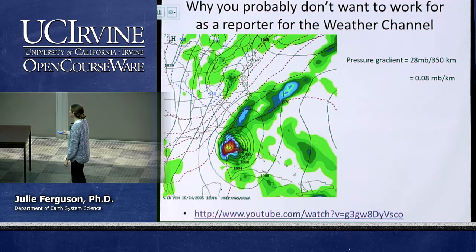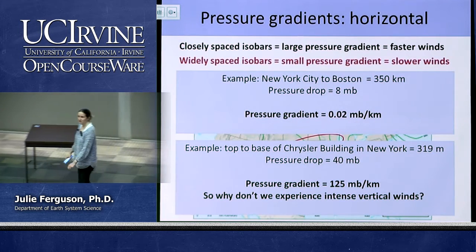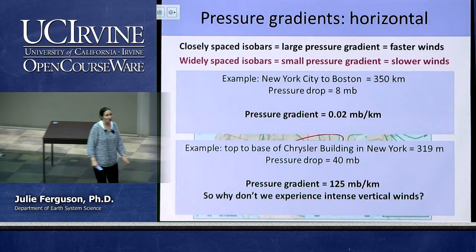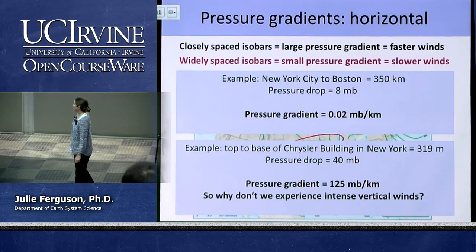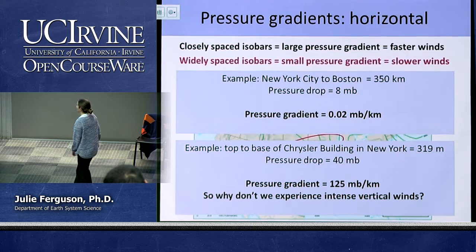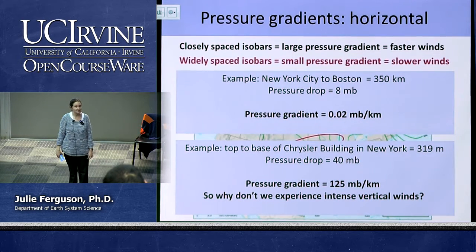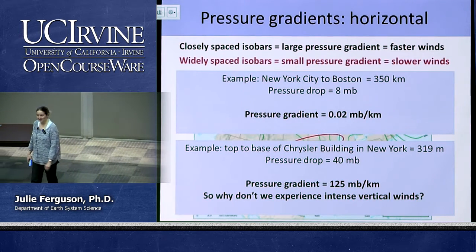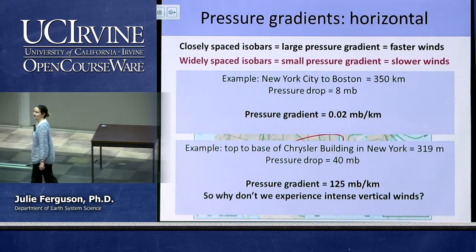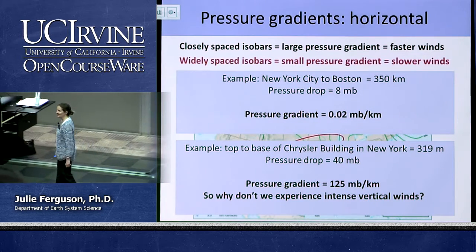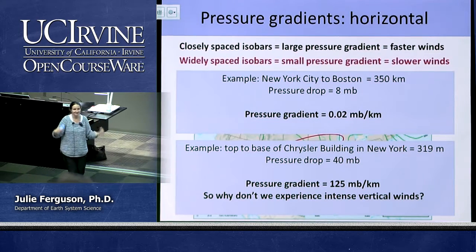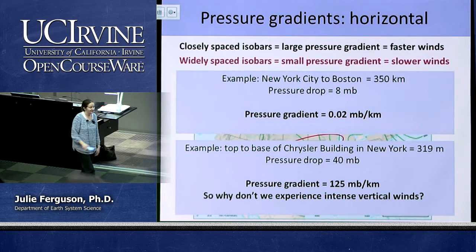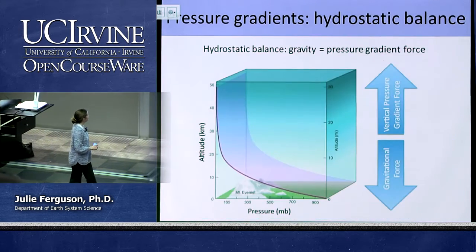So I have a question for you. If we went back to New York and we measured the pressure difference between the base of the Chrysler building and the top, then we would see a pressure drop of 40 millibars. And that's just a distance of 319 meters. And so our pressure gradient there would be 125 millibars per kilometer. So why are we not all being carried upwards every second by intense vertical winds? What's acting in the other direction? Gravity, absolutely.